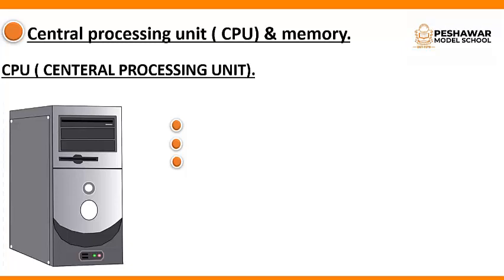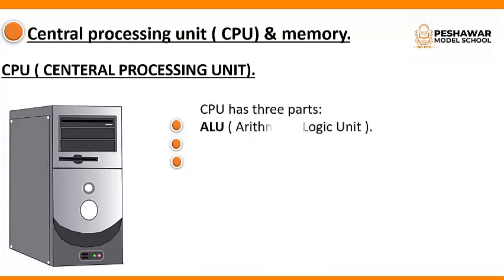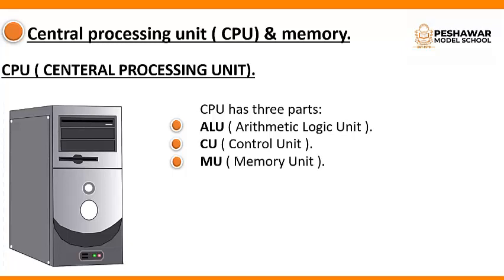It has 3 parts. So, the first part is ALU. ALU stands for Arithmetic Logic Unit. It does all the calculations. The second part is CU. CU stands for Control Unit. It controls all the activities of the computer. It tells other parts of the computer what they should do. The third part is MU. MU stands for Memory Unit. It stores data and information temporarily.